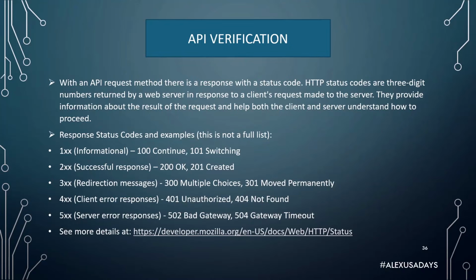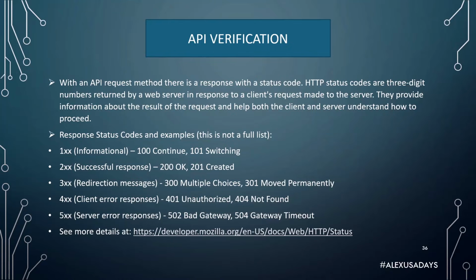With an API request method, there is a response with a status code. HTTP status codes are 3-digit numbers returned by a web server in response to client's request made to the server. They provide information about the result of the request and help both the client and the server understand how to proceed. Response status codes and examples below, but this is not a full list. 100 status codes indicate some sort of information being passed, like 100 for continue or 101 for switching.